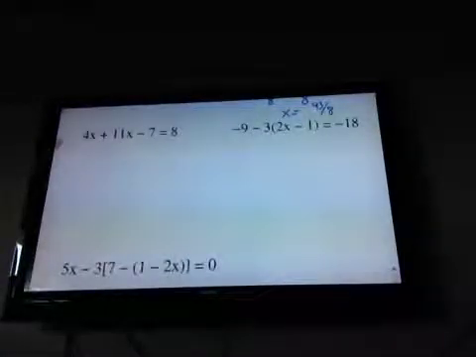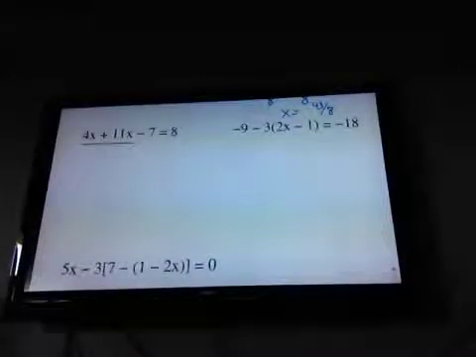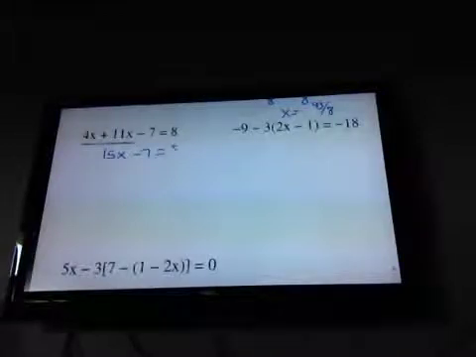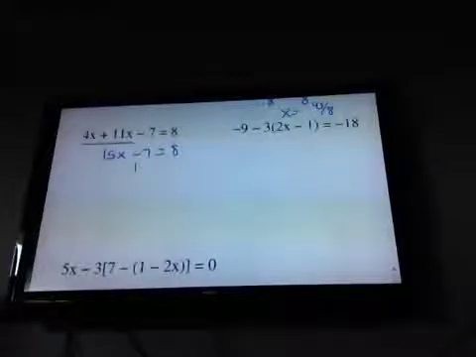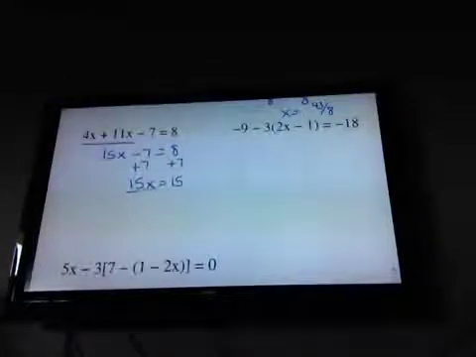All right, this time my like terms are my x terms. So collect those first, 15x. Minus 7 equals 8. X term alone, so I'm going to move my constant to the right, add 7. And lastly, divide by 15. And x equals 1.